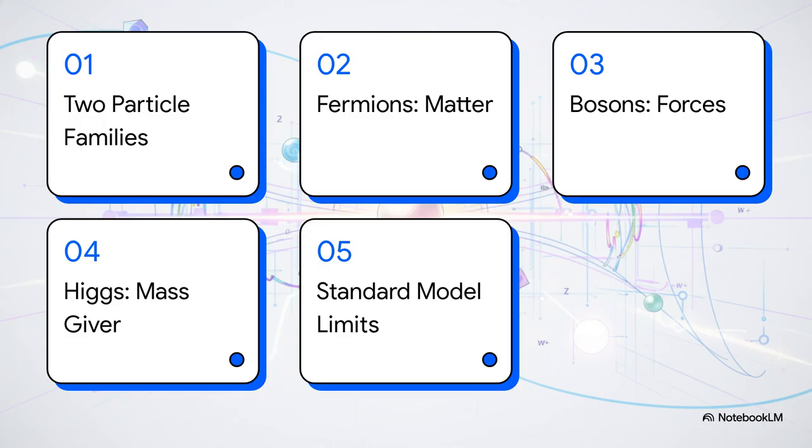First up, we'll look at the two major particle families. Second, fermions, the matter particles. Third, bosons, the force carriers. Fourth, the Higgs, the mass giver. And finally, we will wrap up by exploring the standard model's limits.